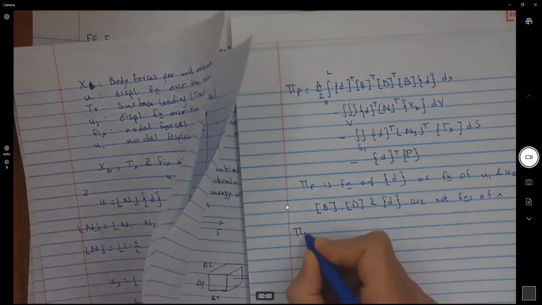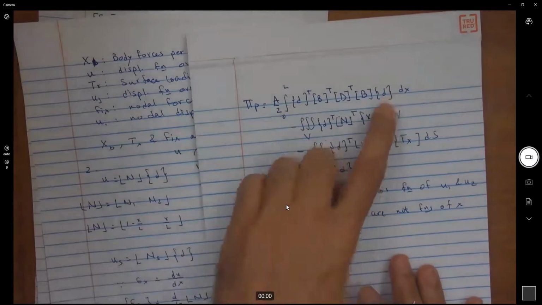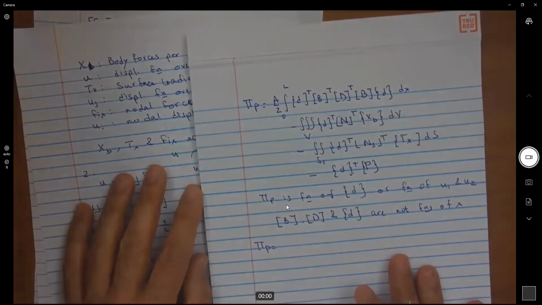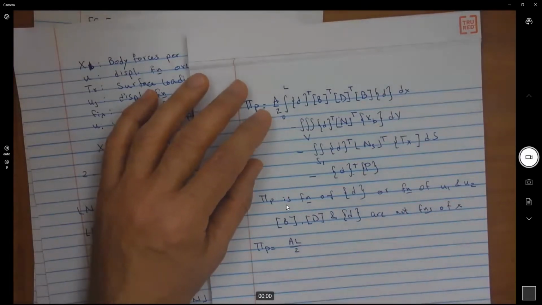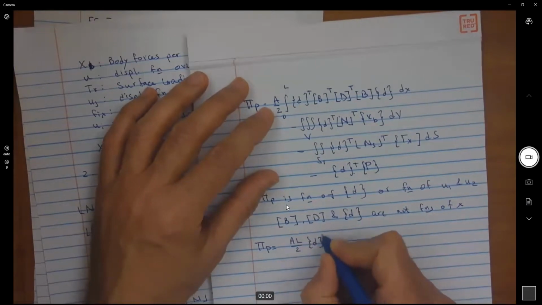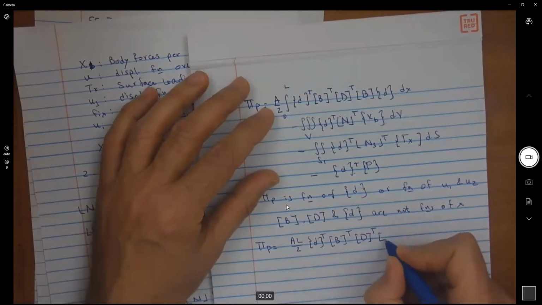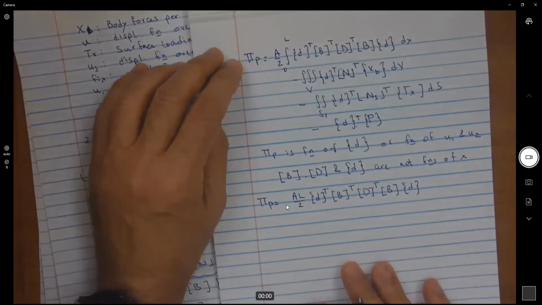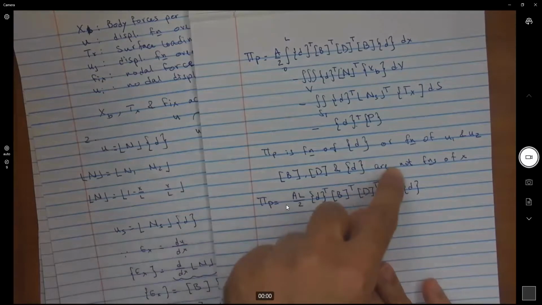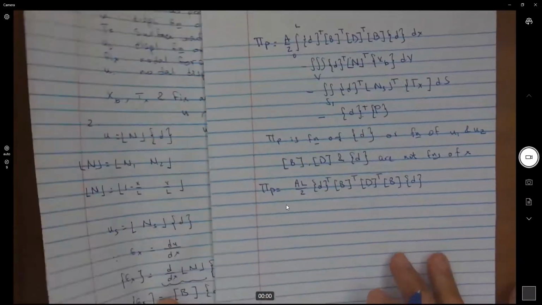So pi p, if these are not functions of X, I'm really only taking or finding the integral here over the length from 0 to L, right, of dx. So I can write this as L over 2 multiplied by D transpose, B transpose, D transpose times B times D. And remember, this term here is for U, right? This is all here, U, the internal potential energy.